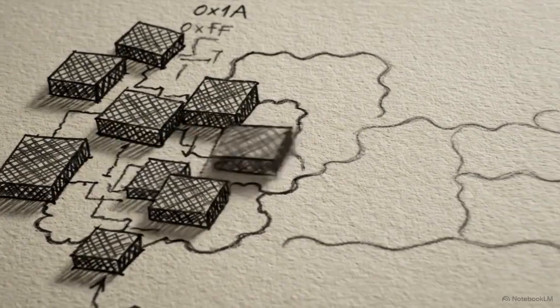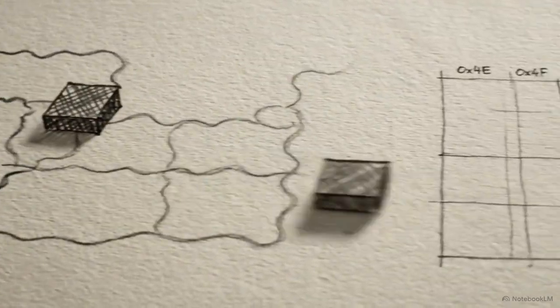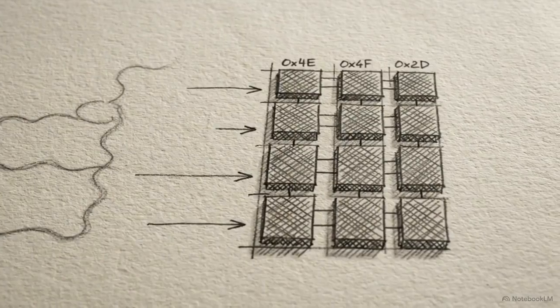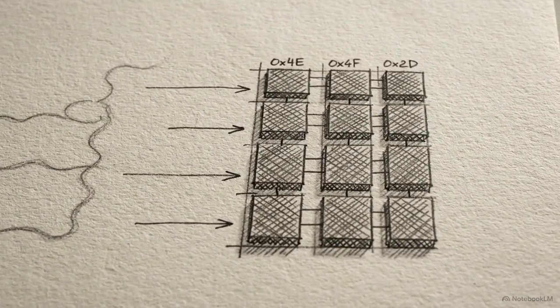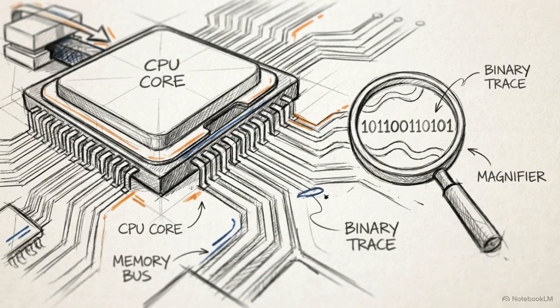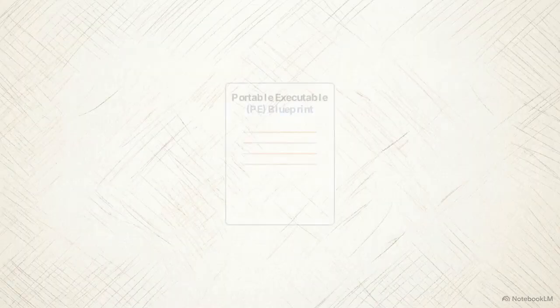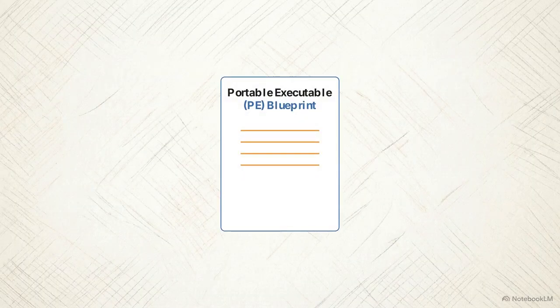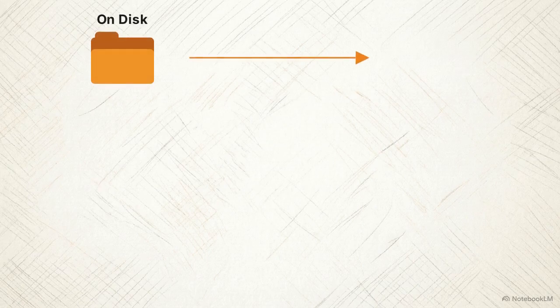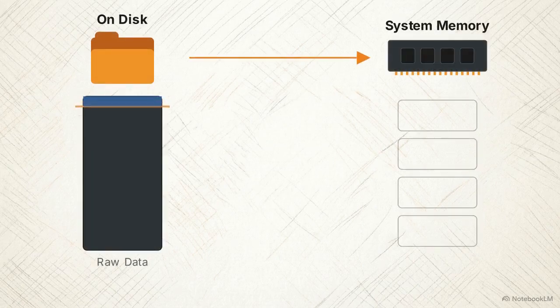To an untrained eye, a raw binary dump of a Windows executable appears to be chaotic, random noise. But the Windows operating system does not read noise. It requires a specific structural framework to translate these bytes into a functioning process. That framework is the Portable Executable, or PE, architecture. It is the universal blueprint for how Windows files are organized on disk and loaded into memory.